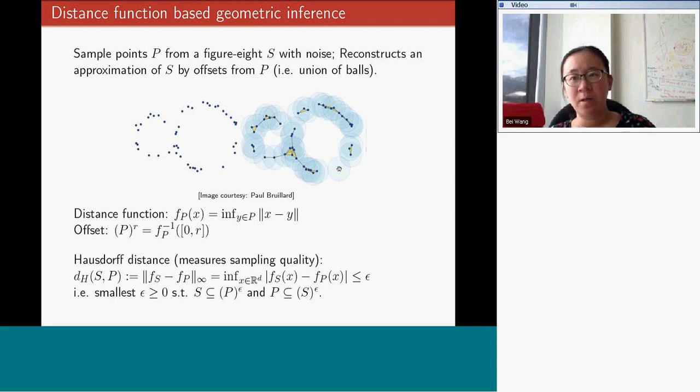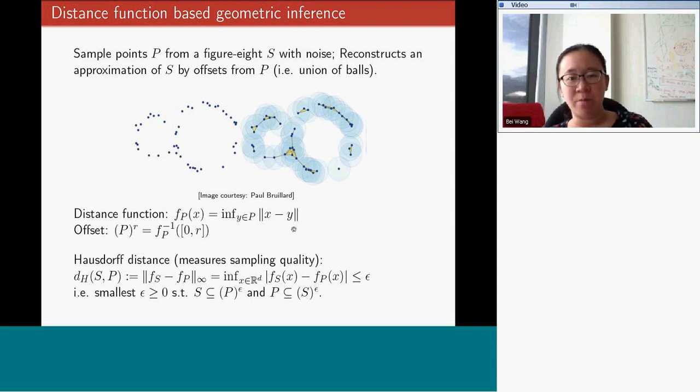Typically, when we're doing geometric inference, the tool we use is what we call the distance function. In this example we have points sampled from a shape with noise, and the fundamental question is, can we reconstruct an approximation of this underlying object by an offset of the point cloud, where offsets we interpret as a union of balls. For example, the distance function of a point cloud P is defined as listed here, which is the infimum of the distance from a location in space to the closest point in my point sample. The offset, which is like a fattening of the point cloud, is equivalent to the sublevel set of the distance function to the point cloud.